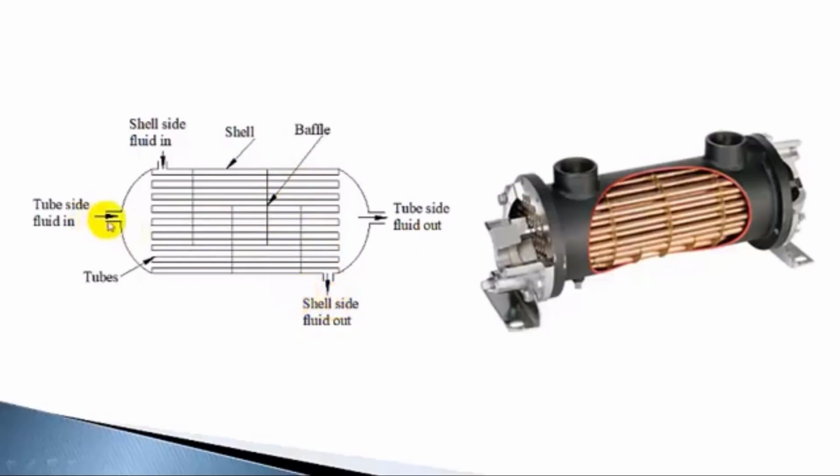So one of the fluids is flowing through the pipes, and another fluid is flowing through the shell. Okay, so this is a shell and tube heat exchanger. This is a sectional view of a shell and tube heat exchanger.